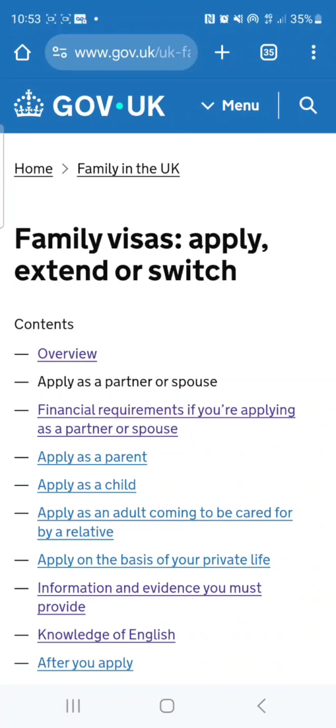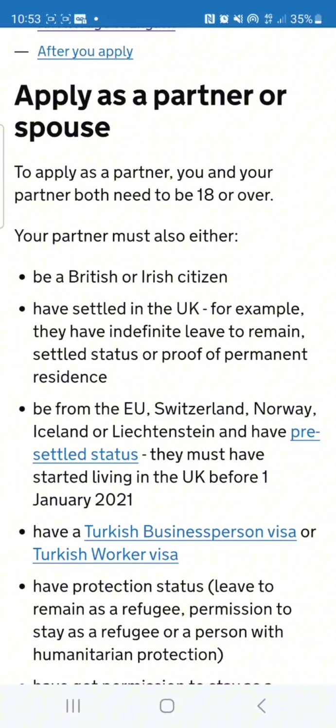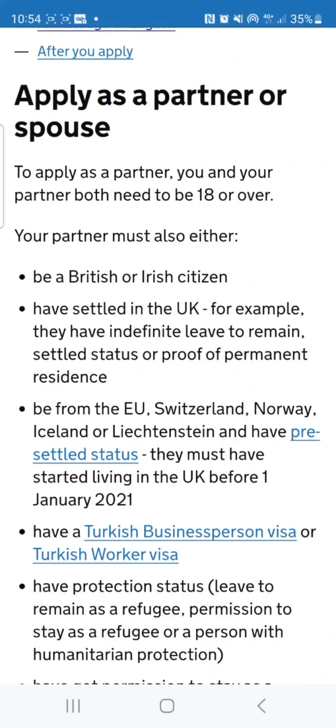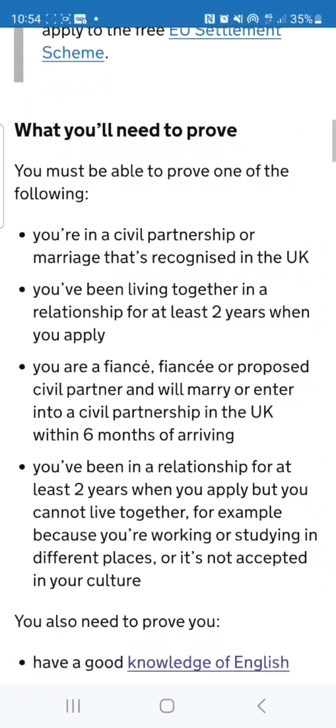So after that, click next. Again, apply as a partner or spouse and read through all those requirements. Your partner must also either be a British or Irish citizen, have settled in the UK, like a partner who has indefinite leave to remain, or in short ILR, or from the EU, have a Turkish businessperson visa, have protection status, leave to remain as a refugee, or humanitarian protection.